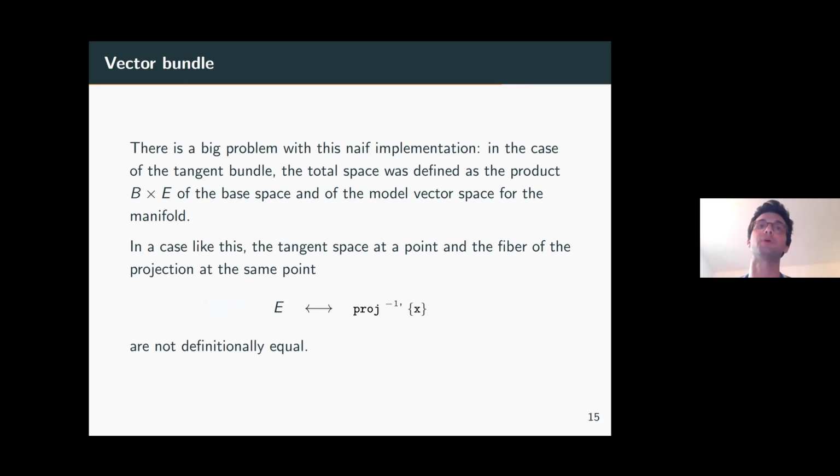This was actually not a problem only for the tangent bundle, but would have been a problem for most vector bundles, because we expected most vector bundles to be implemented in terms of sigma types. I'll come to the definition of this in a moment. Defining vector bundles with sigma types presented exactly the same problem. So for a vector bundle defined that way, you would have had that the true fiber at the point would not be definitionally equal to the pre-image of a projection.